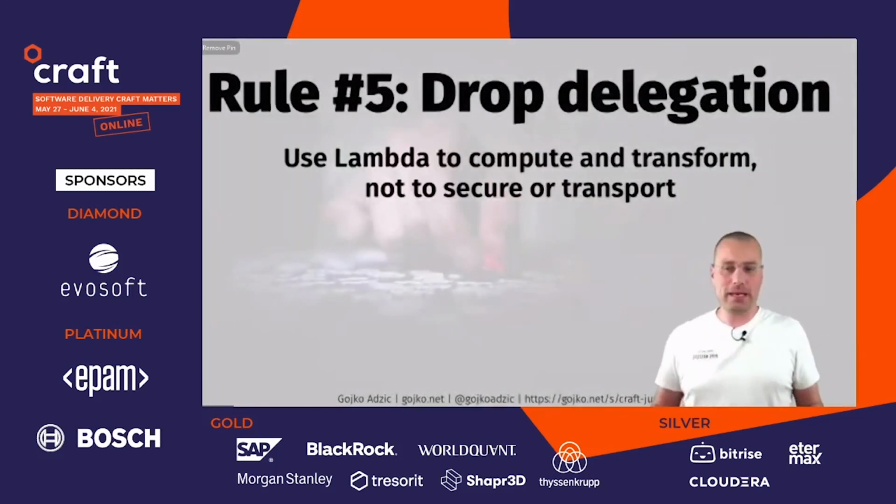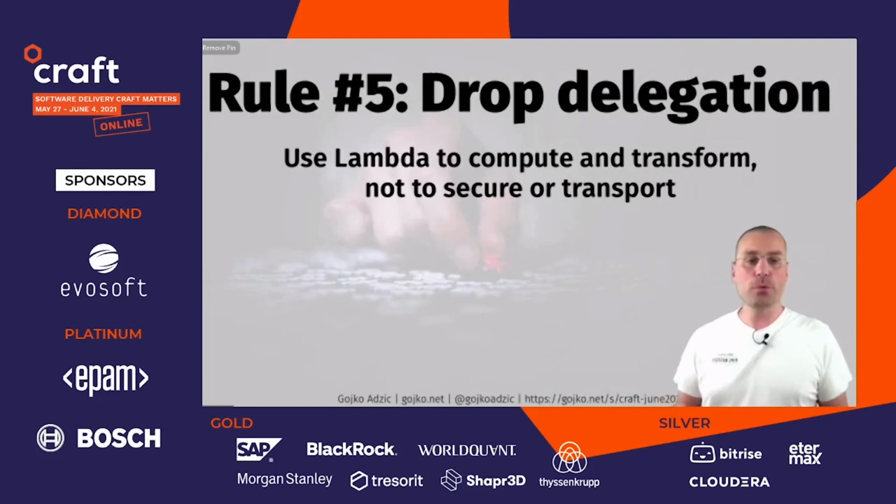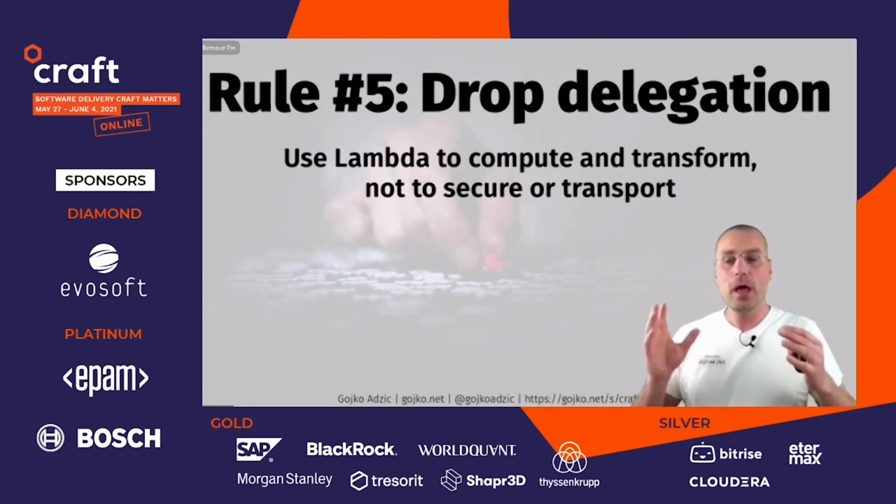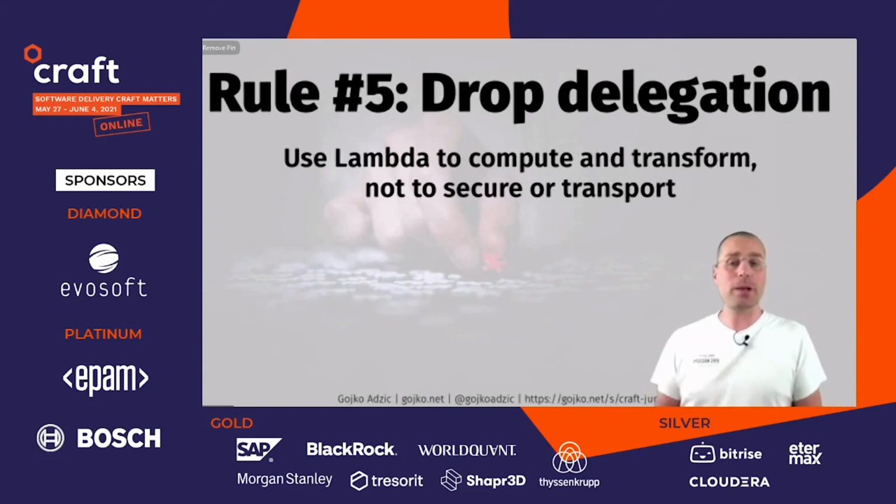So the last rule to start finishing this off, because I'm running out of time, is really drop delegation. Use Lambda to compute and transform. Use cloud functions or serverless functions to compute and transform, not to secure and transport. Use the platform for that.